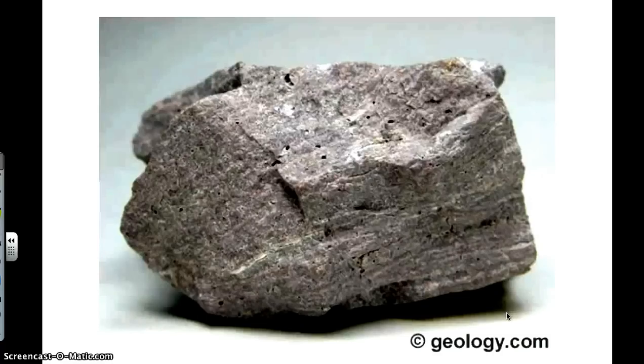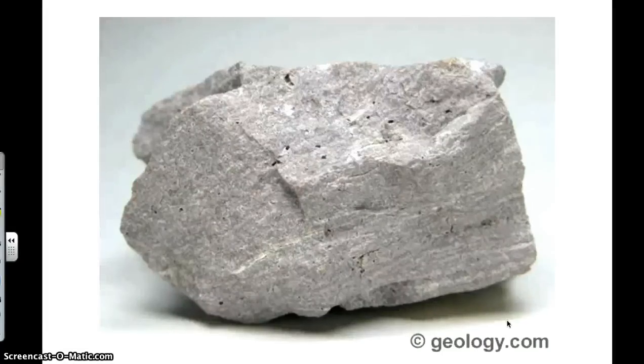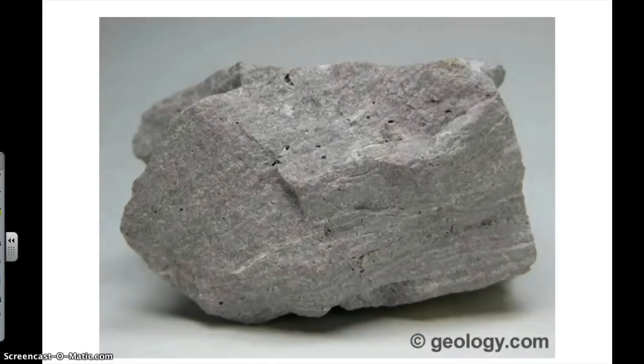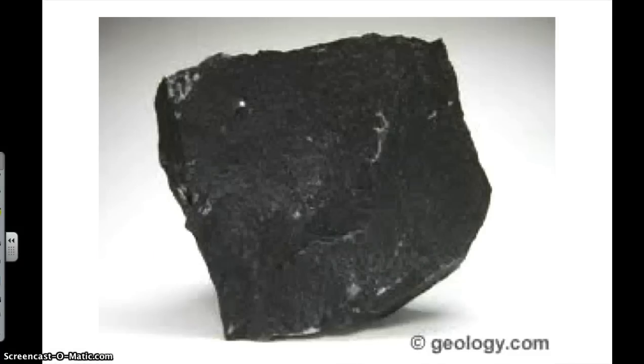But scientists actually classify rocks by how much silicate is in it. If it is high in silica, it is light in color. And you can see this one is light in color, means it's high in silica. The ones before you were dark in color, which means it is low in silica.